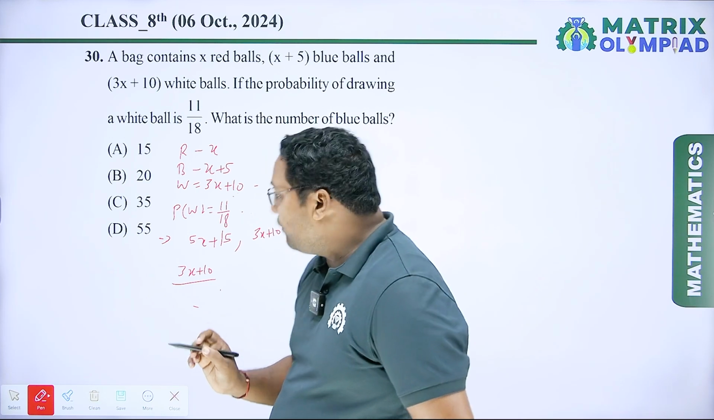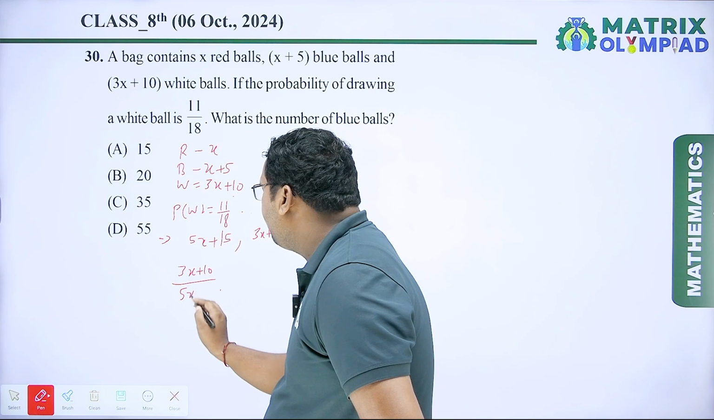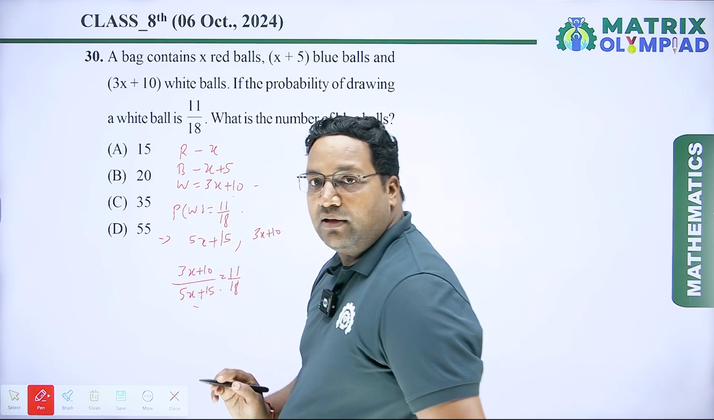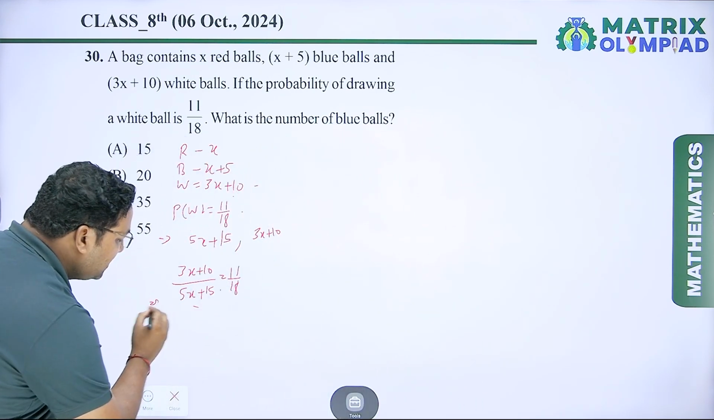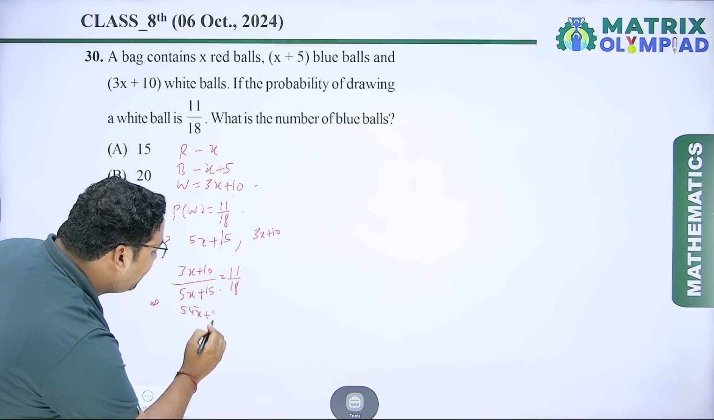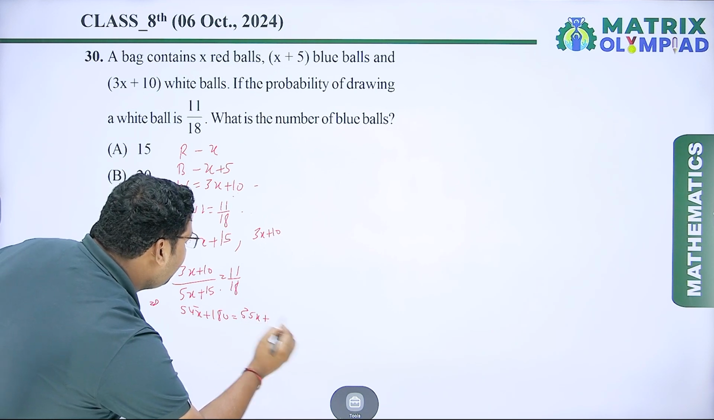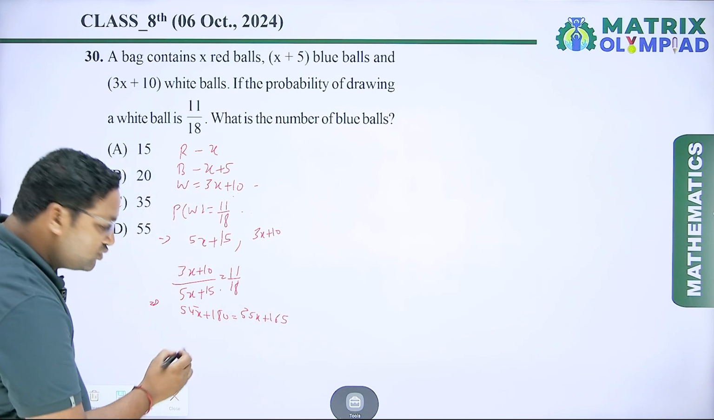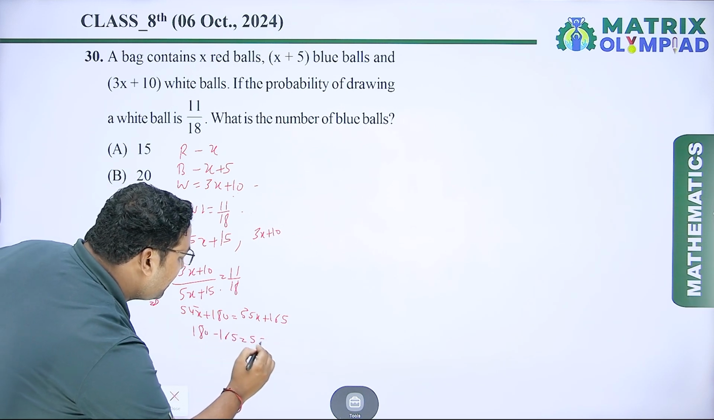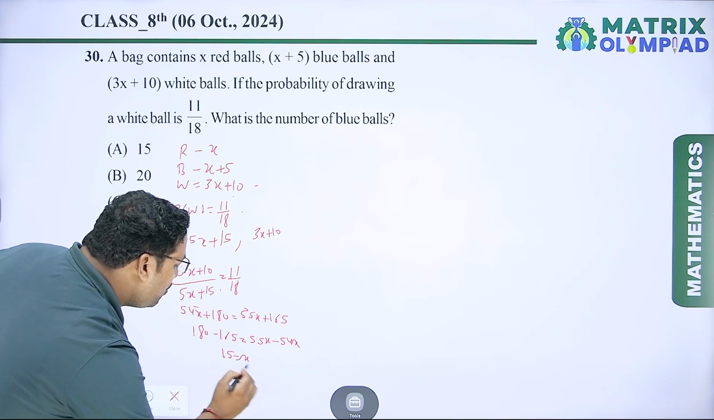So we have to calculate the probability of white ball. So it is 3x plus 10 upon 5x plus 15, which is equal to the given 11 by 18. Next we have to solve this equation. We have to cross multiply. So 18 3s are 54x plus 18 10s are 180, equal to 11 5s are 55x plus 11 into 15 is 165. So we will get 180 minus 165 is equal to 55x minus 54x. So we will get 15 is equal to x.